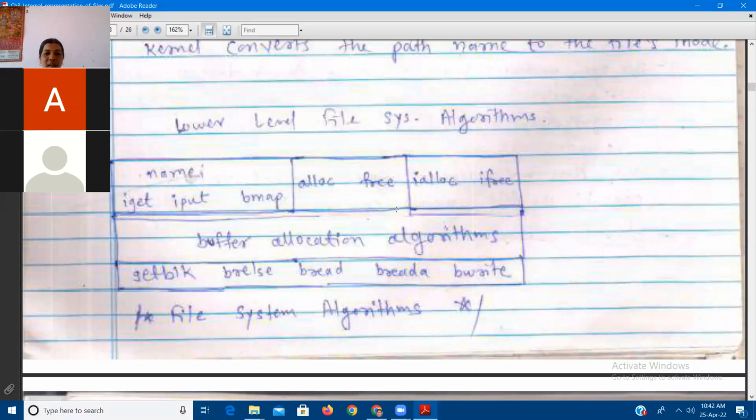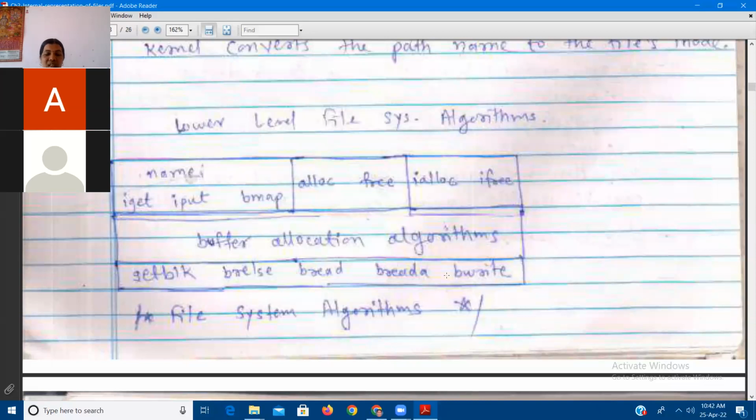And below that, buffer allocation algorithms are there, which we discussed in the previous lecture. That is the getblk algorithm we discussed, where we covered all 5 scenarios. And then again, as part of the second chapter, we discussed the getblk algorithm, brelse algorithm, bread algorithm, breada, and bwrite algorithm. So all these 5 algorithms we already discussed.